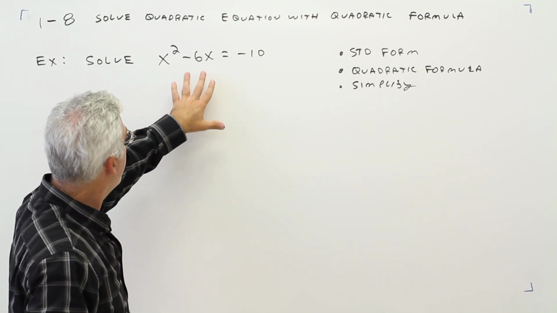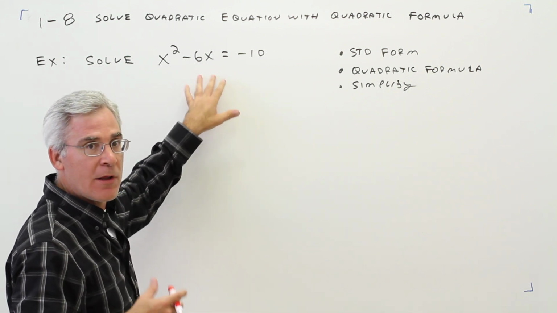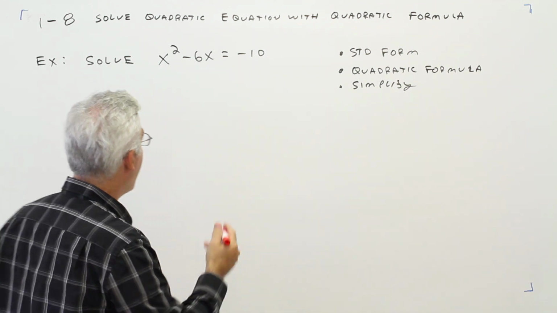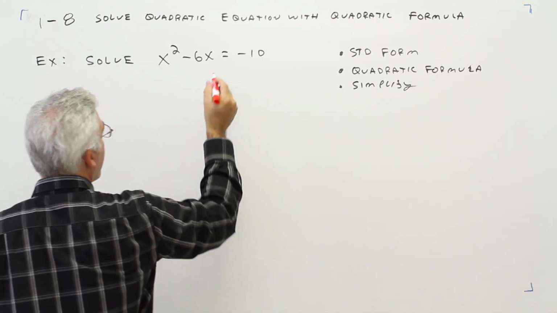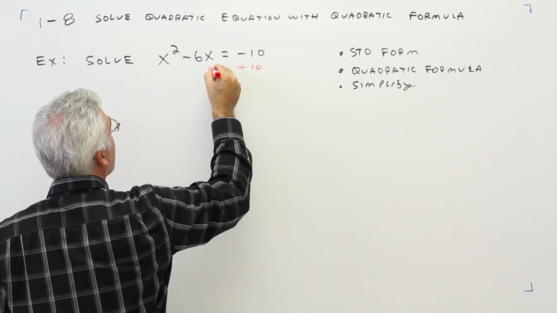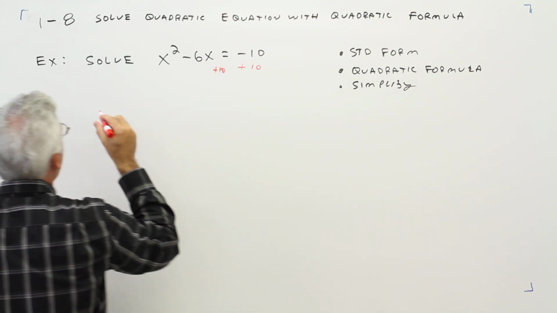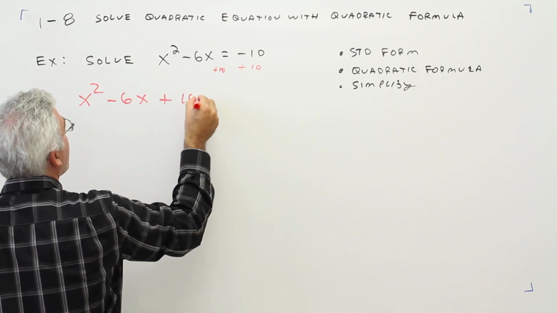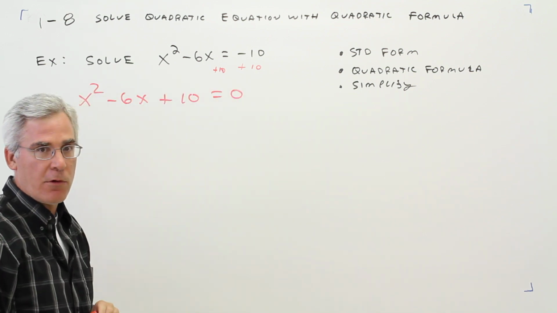Alright, so first note that we're not in standard form. Standard form has all the terms on the left side with a 0 on the right side. So all I'm going to do is bring this 10 over. So I'm going to go plus 10 and plus 10 and get x squared minus 6x plus 10 equals 0.